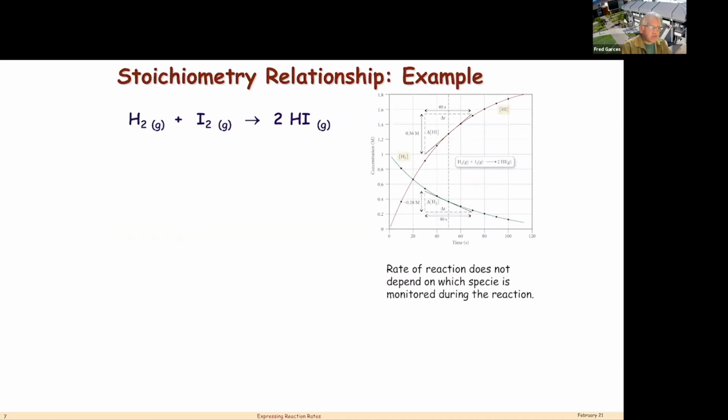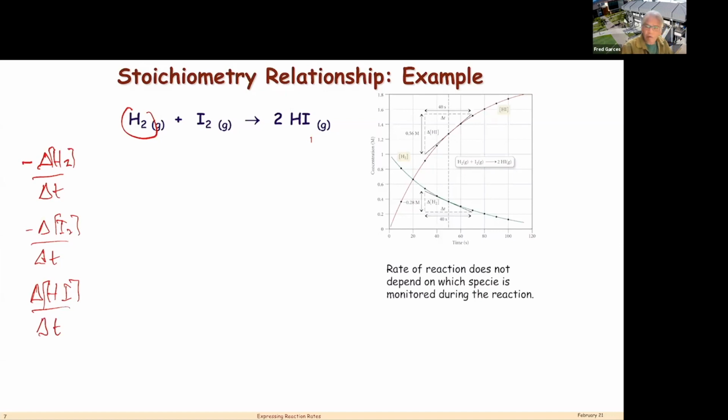So let's take a look at a specific reaction. This is the reaction of hydrogen plus iodine goes to hydrogen iodide, 2HI. And you can see that it takes one hydrogen and one iodine to form 2HI. And so what you can see is that this is disappearing. So that's a negative delta H2 concentration over delta T. This is disappearing as well. So that's a negative delta I2 over delta T. But this is increasing, it's showing up, it's positive. So that's a delta HI over delta T.